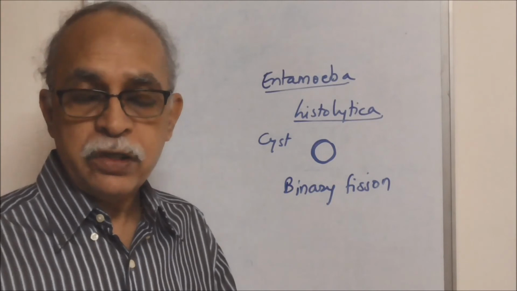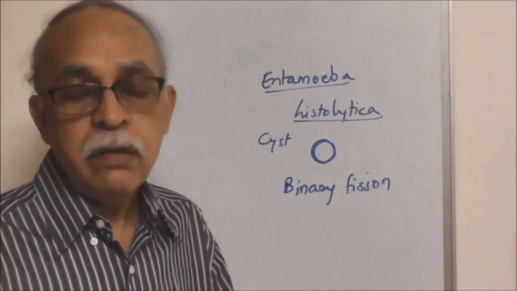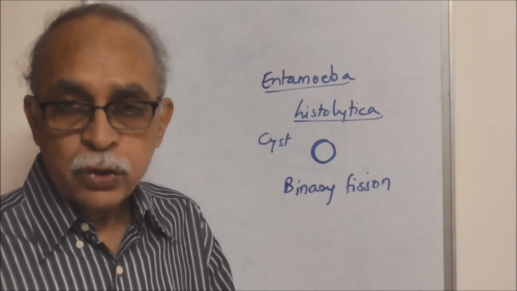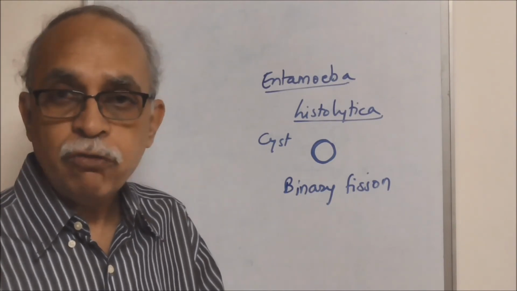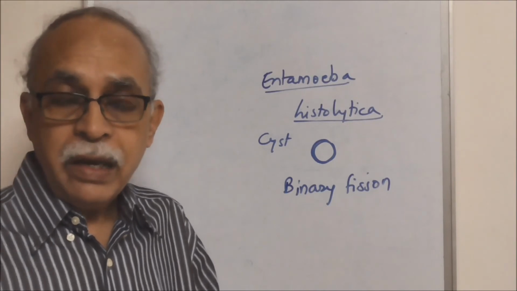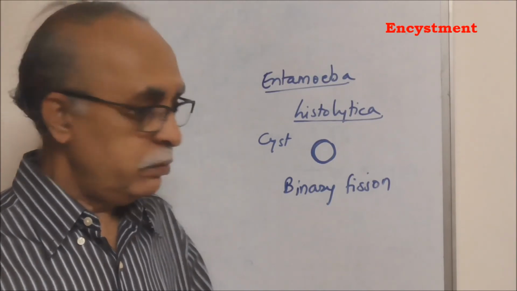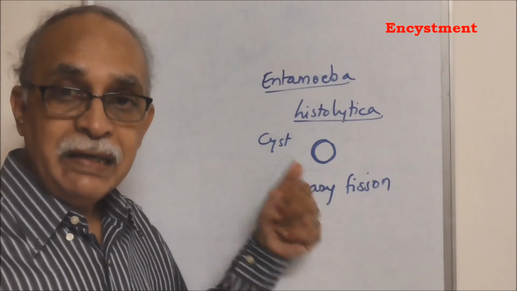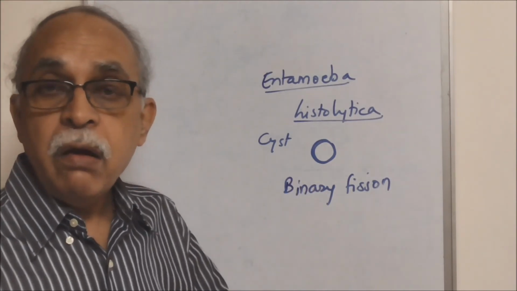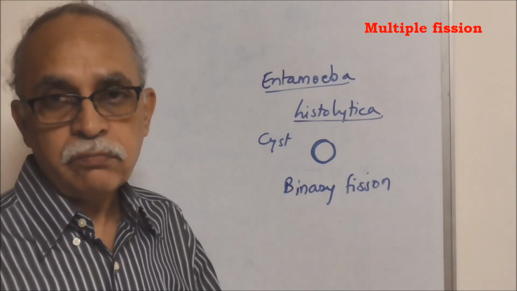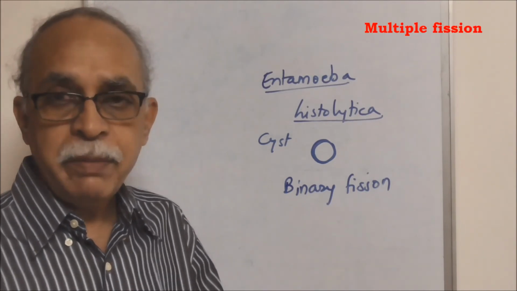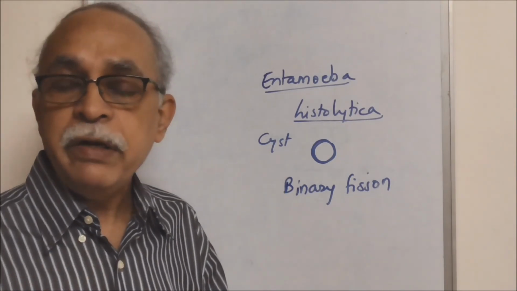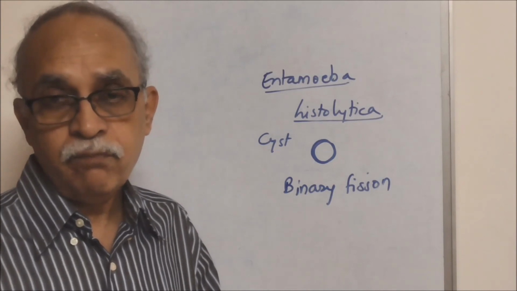So if the human having this infection is dead, the parasite also is destroyed. So to avoid its own destruction, after repeated cycles of binary fission, it undergoes encystment. It develops a cyst around itself. Inside the cyst, it undergoes multiple fission. More than 2 Entamoeba are formed inside the cyst, and then the cyst is eliminated through feces.